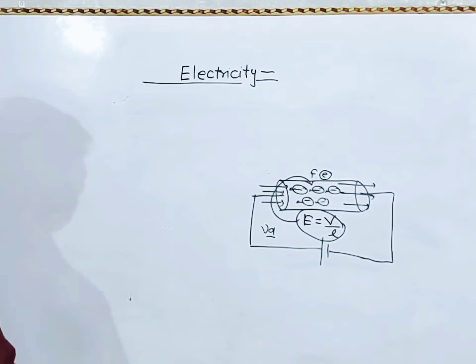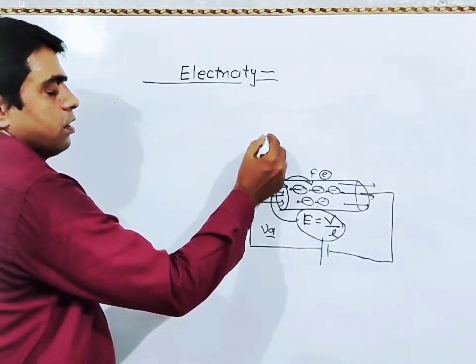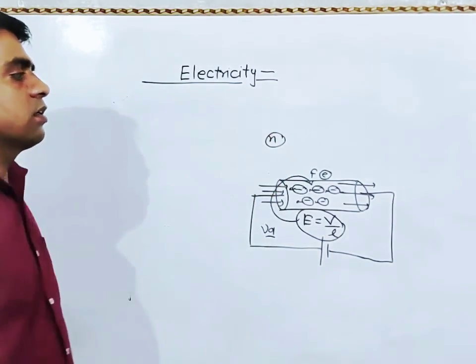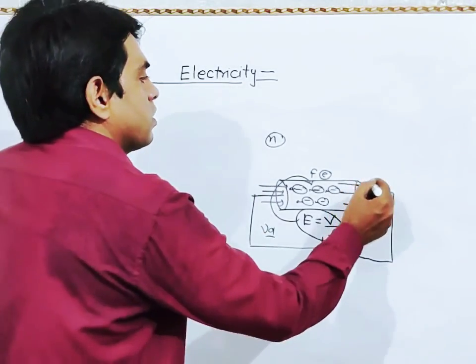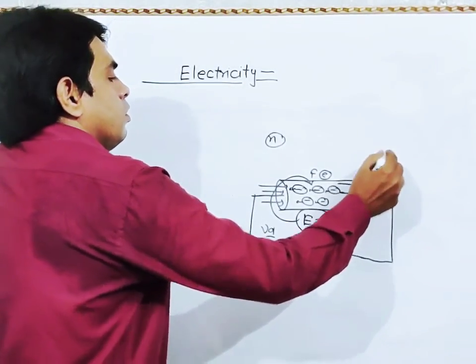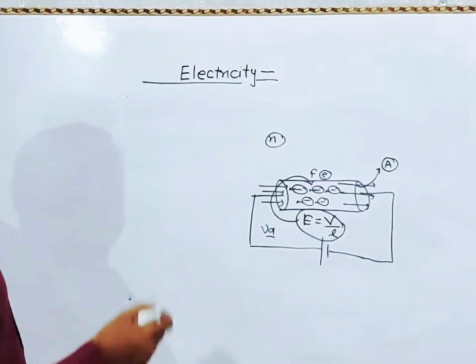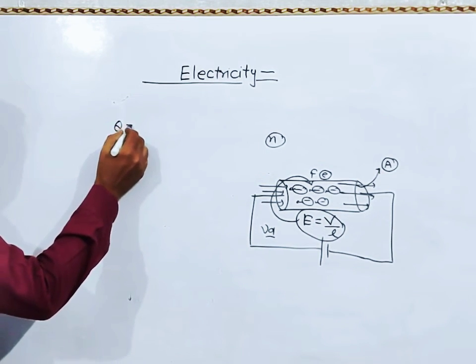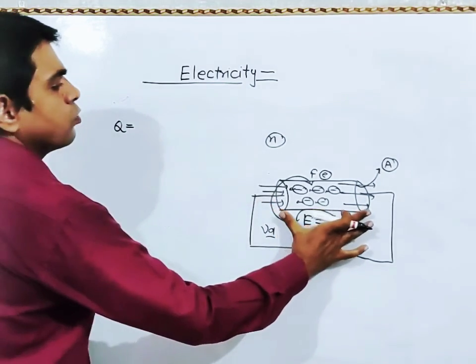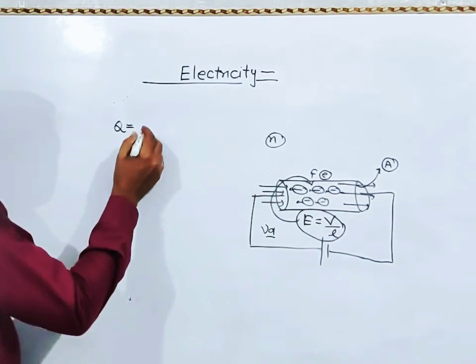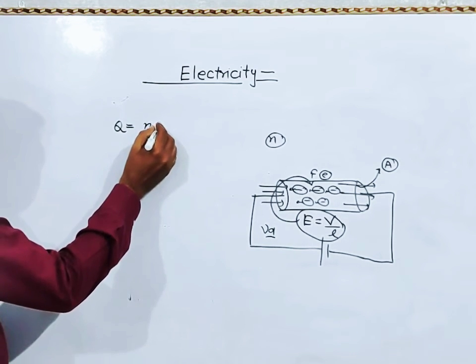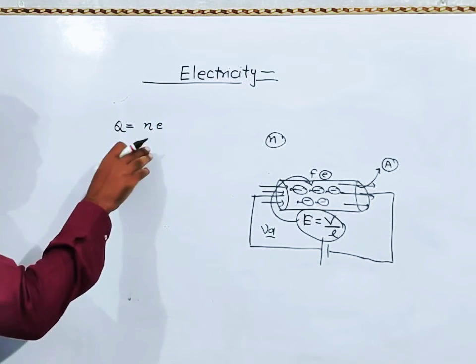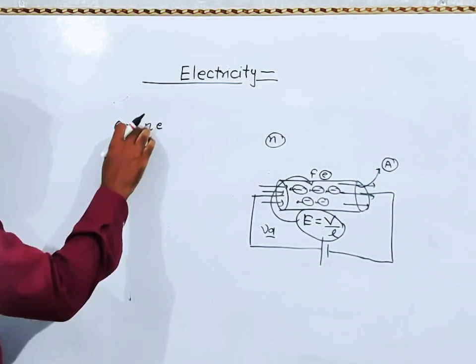So we will take this figure. Now suppose that the electron density of the conductor is n. That means n electrons are moving from one point to another point, and the cross sectional area of this conductor is A. So the actual number of charges that are moving throughout this area is n electrons, and the charge on each electron is e. So the charge of the electrons moving is ne.